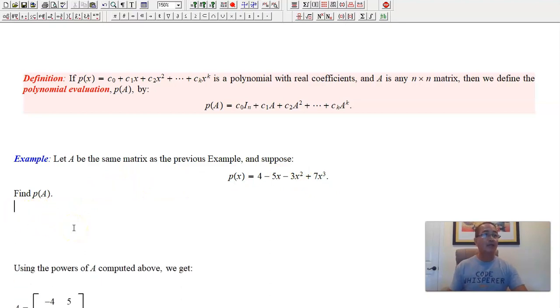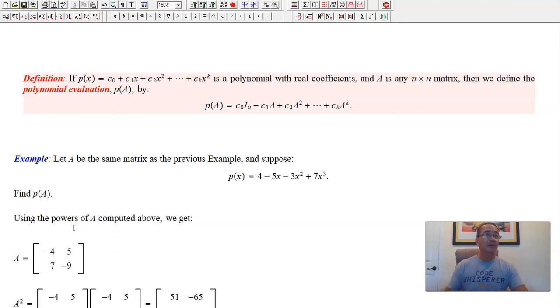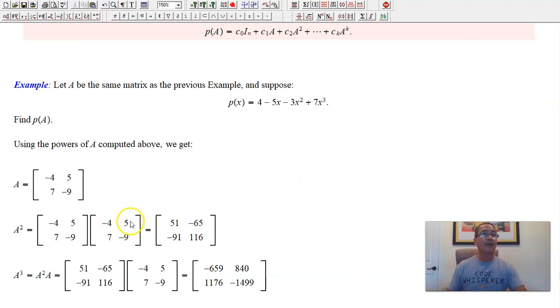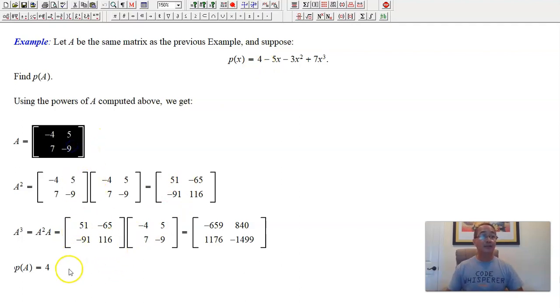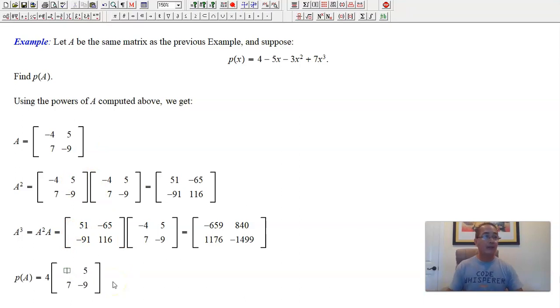So I have copied our computations down below. So here is the original matrix A. We found A squared. We found A cubed. Okay. So we want to compute p of A. So the only tricky part is remembering what to do with that 4. That 4, you have to multiply to the 2 by 2 identity matrix. So I'm going to copy it, and I will turn it into the identity matrix. Okay, so that's for the 4.